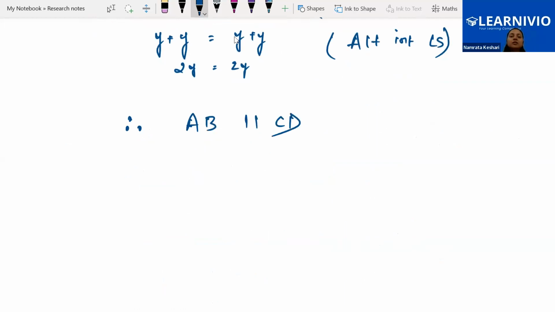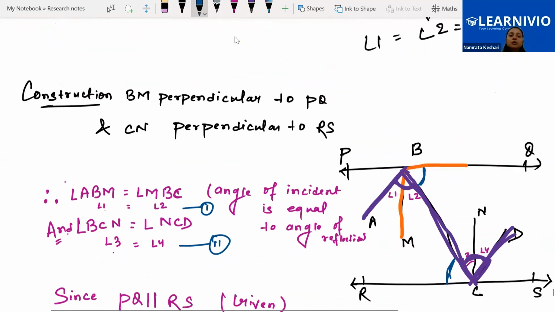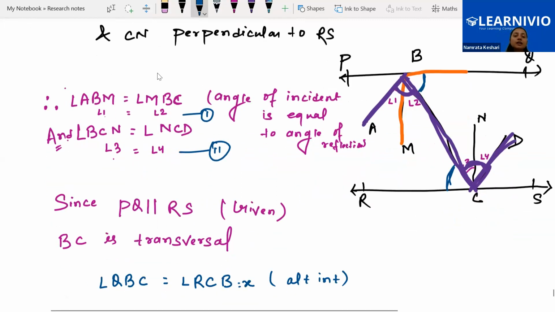See the whole scenario step by step and let me know whether it is clear to you or not. First, we have done the construction. We have drawn a perpendicular to the first upward mirror and then on the downward mirror. After that, angle of incidence and angle of reflection are the same. That's what we have written. After that, we have a pair of parallel lines, so we get a transversal and alternate interior angles.